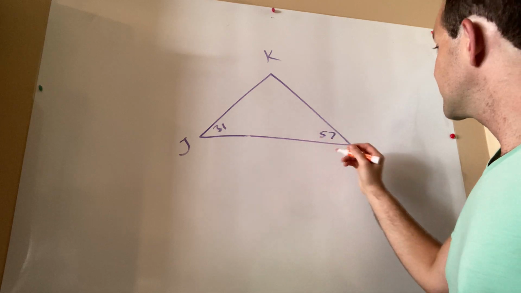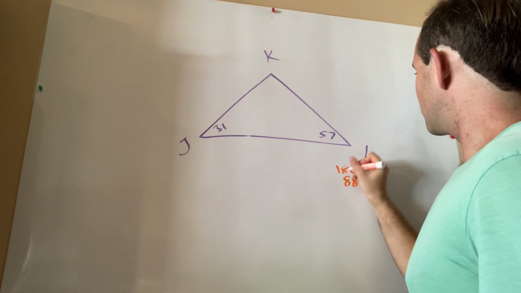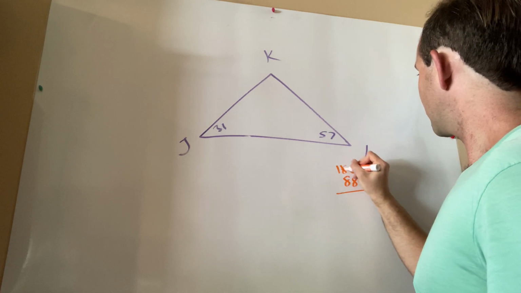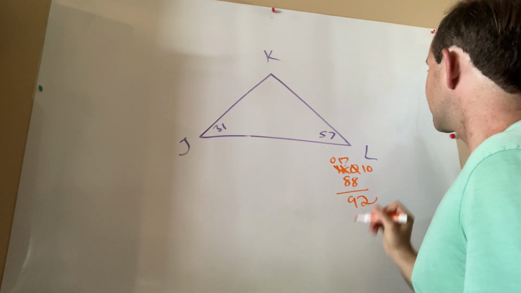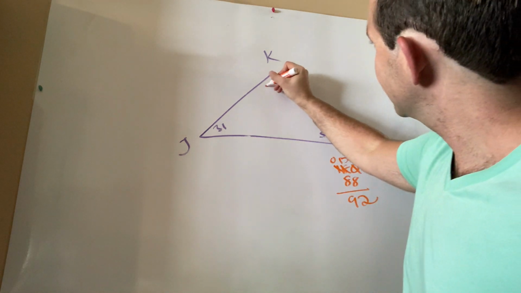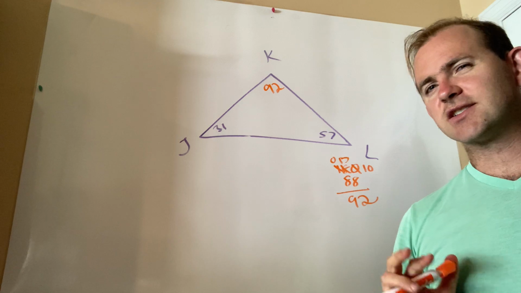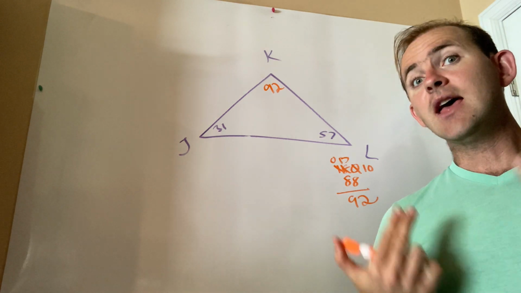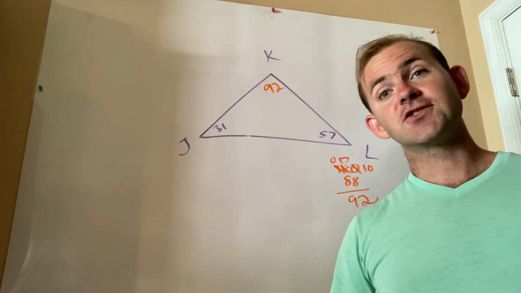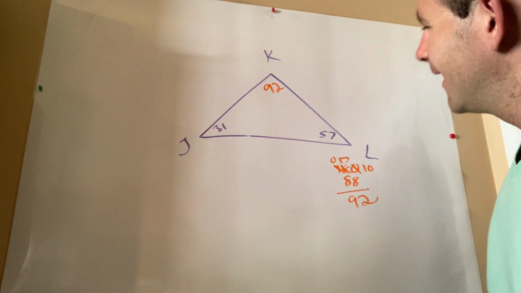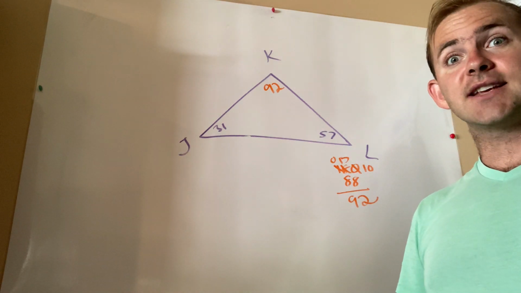So with 31 and 57, I've already used up 88 degrees. All I gotta do is subtract that from 180 and I get 92. So that's 92 degrees. If you don't remember how to do that, just remember that inside a triangle, the angles all add up to 180 degrees, okay?